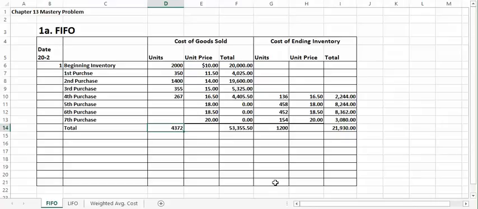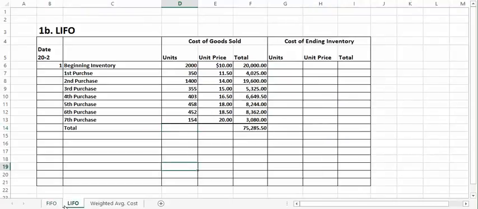No, I'm sorry, I misspoke at the beginning. Since we're doing FIFO, we're going to keep the newest items in stock. So the older items are going to leave the warehouse first. LIFO is the complete opposite. So in LIFO, we're going to use the numbers up at the top first. So let's go over to LIFO.